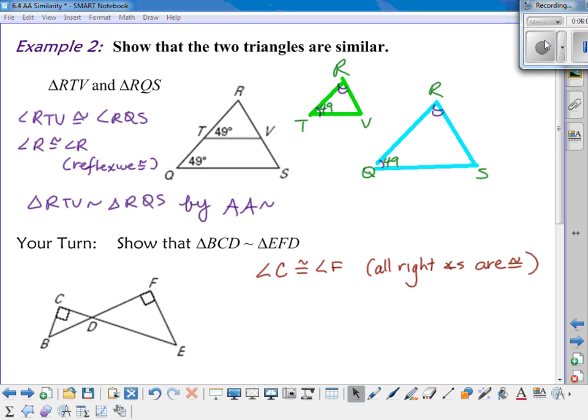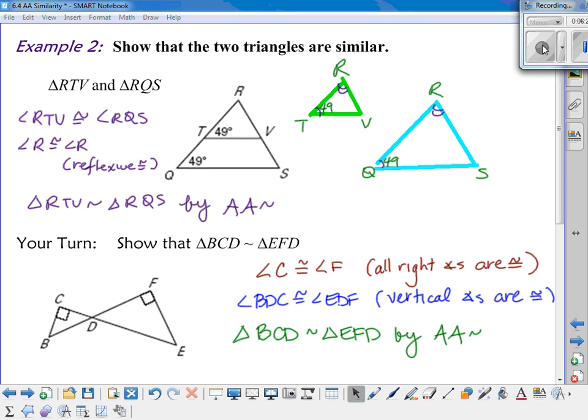So we see that angle C is congruent to angle F because all right angles are congruent. And angle BDC is congruent to angle EDF because vertical angles are congruent. Therefore, triangle BCD is similar to triangle EFD by angle-angle similarity.